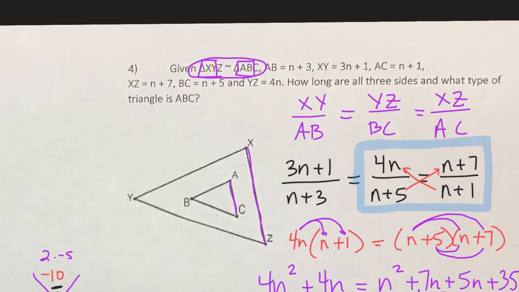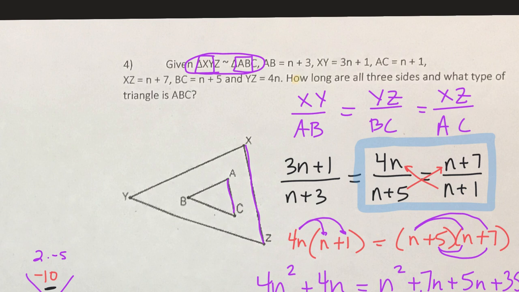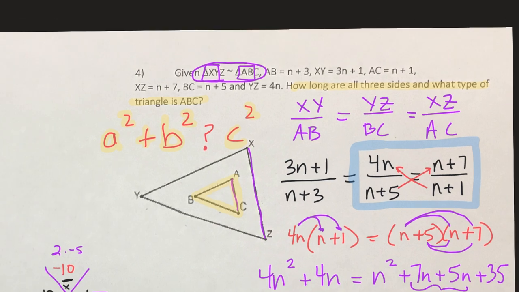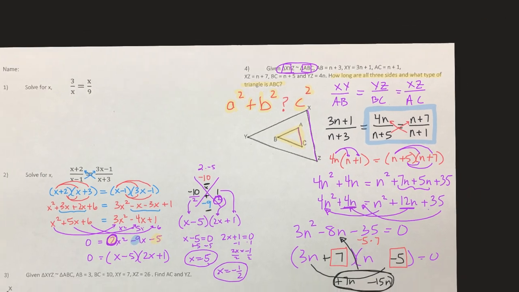And now that we have n equals 5, we can go back and answer the question: how long are all three sides, and what type of triangle is ABC? You have their equations for each of these, so you can plug them back in, and then apply the Pythagorean theorem. See if a squared plus b squared is greater than, less than, or equal to c squared. That's how we always classify triangles, based upon the Pythagorean theorem. How does a squared plus b squared relate to c squared? That will help you to solve and figure out what that last question says.